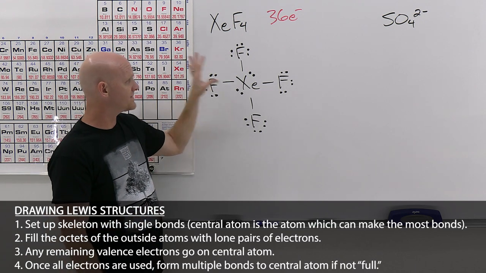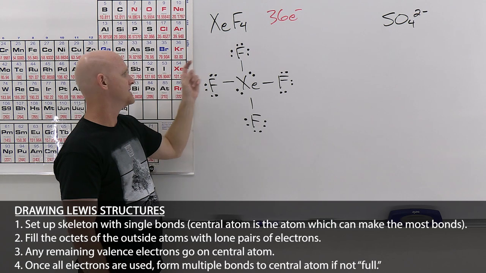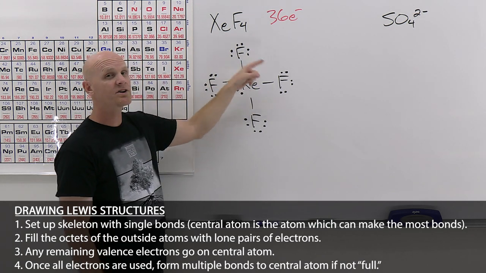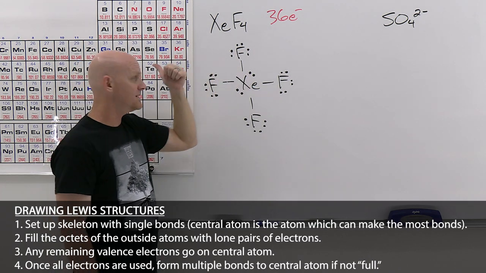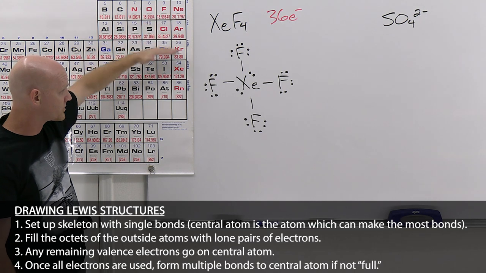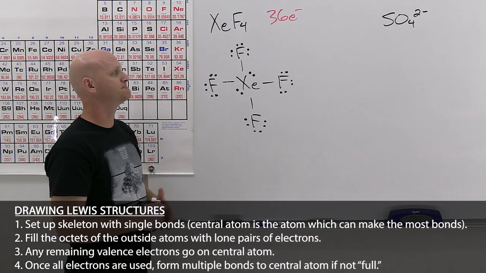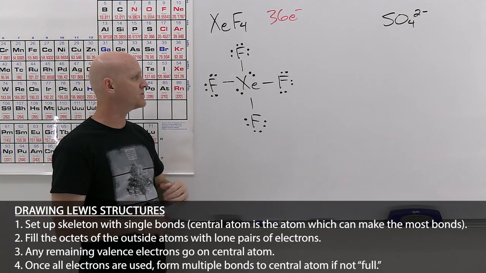Cool. At this point, once you run out of electrons, you always ask yourself, is the central atom happy? And again, xenon's more than happy here. 2, 4, 6, 8, 10, 12 electrons, more than a filled octet, drunk with electrons, super happy, and nothing wrong with it because he's definitely in the third row, or in this case, lower, and is allowed to have that expanded octet.